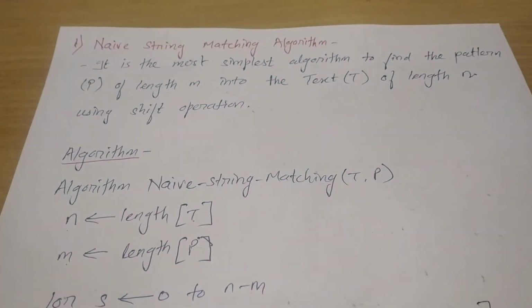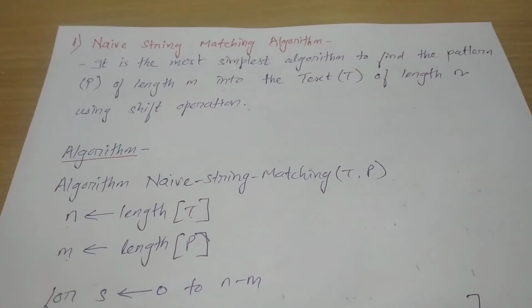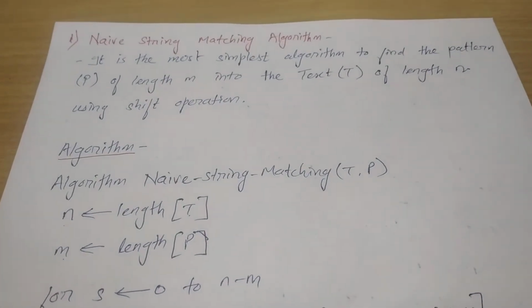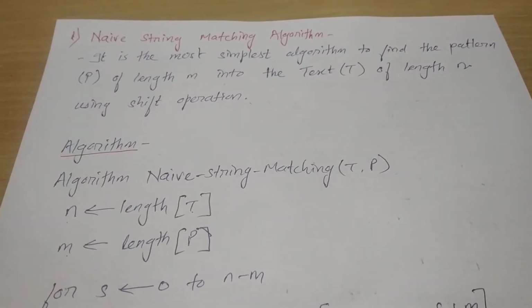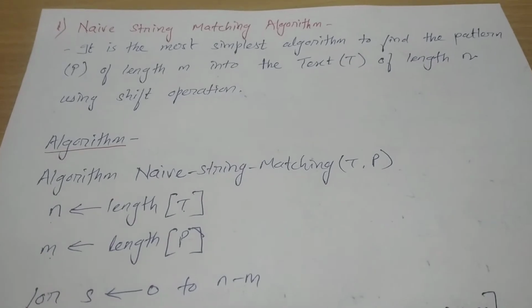Now we are going to start with our first algorithm, the Naive string matching algorithm. It is the simplest algorithm to find the pattern P of length m in the text T of length n using a shift operation.